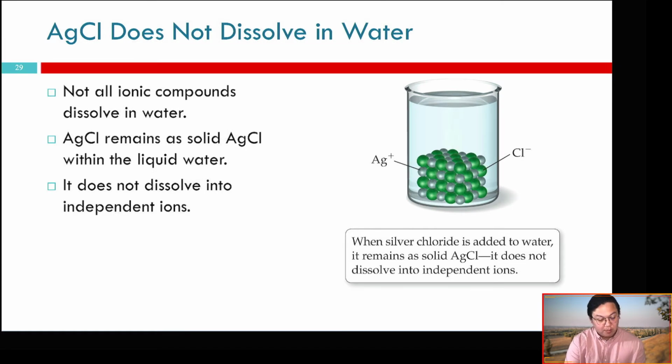Not all ionic compounds, however, are soluble in water. So something like silver chloride is insoluble. So it does not dissolve. So if you get silver chloride in water, it stays as a block of silver chloride, and those ions do not dissociate into the water.